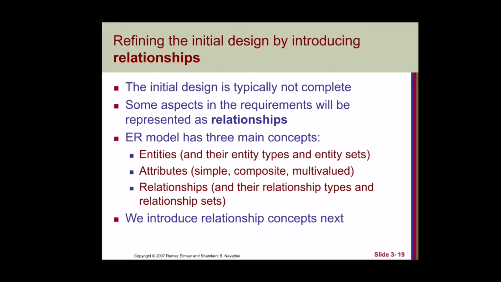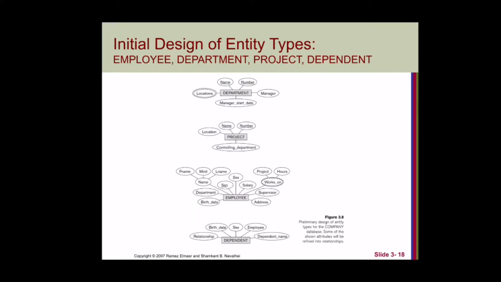Then refining the initial design by introducing the relationship. In this, we have considered department as one table, project as another table, employee as another table, and dependent as another table. And we have not shown any connection between those tables, but there exists a connection between the various things, and we call it a relationship.